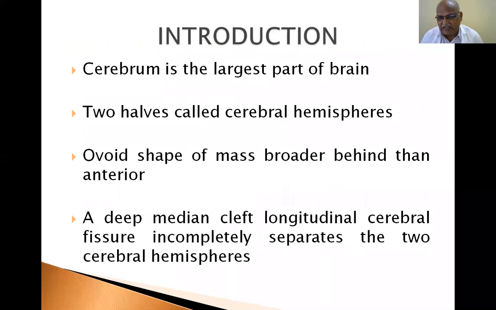Now, the cerebrum is the largest part of the brain. Already I told you, it is very well developed. It is the supreme part of the central nervous system. To do all functions, the cerebral hemispheres are large in size and occupy the skull cavity. It has two halves, the right cerebral hemisphere and the left cerebral hemisphere. They are an ovoid mass, broader behind than in front, so they are broader on the back side than the anterior side.